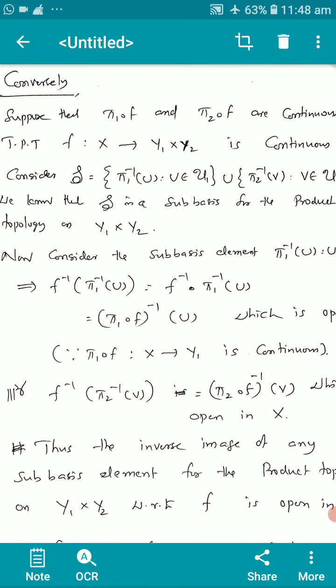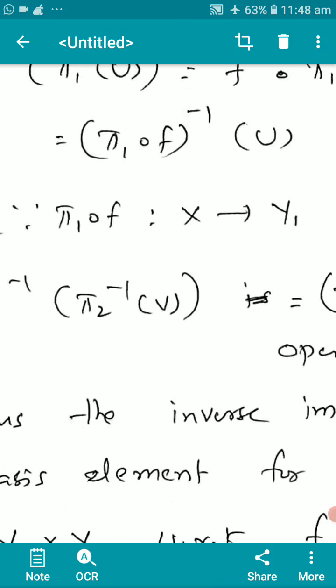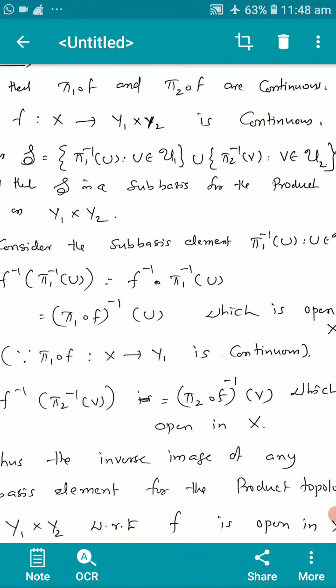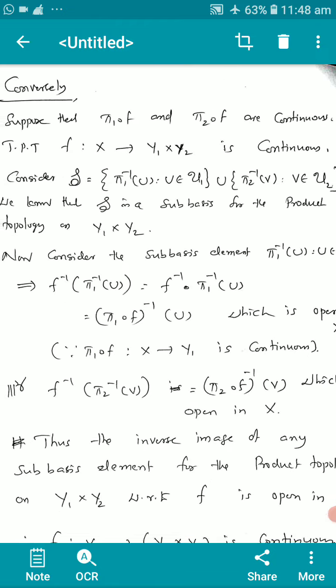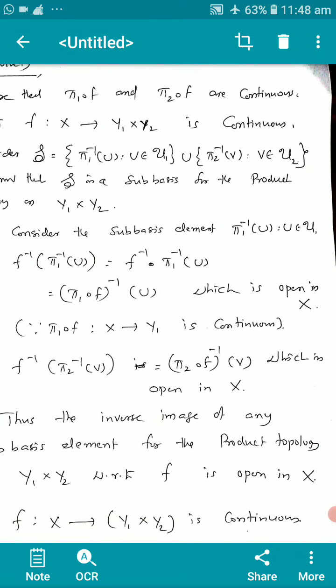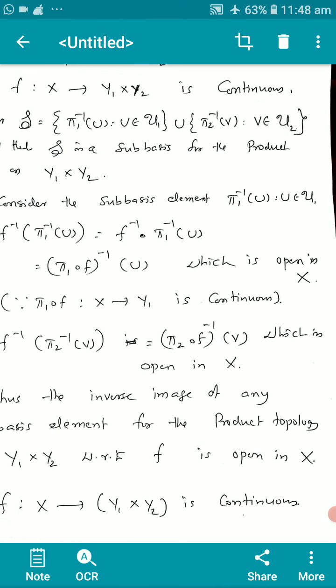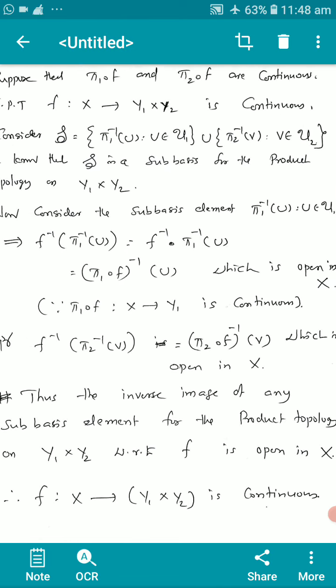Let us take S. Again, consider S, and see how the sub-basis is defined here. S is the union of pi 1 inverse U and pi 2 inverse V, where U is in tau 1 and V is in tau 2. We know that S is a sub-basis for the product topology on Y1 cross Y2, with corresponding topologies tau 1 and tau 2, which we have discussed. Now consider the sub-basis element pi 1 inverse U, where U is in tau 1.